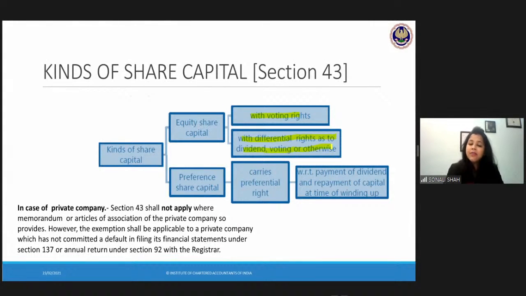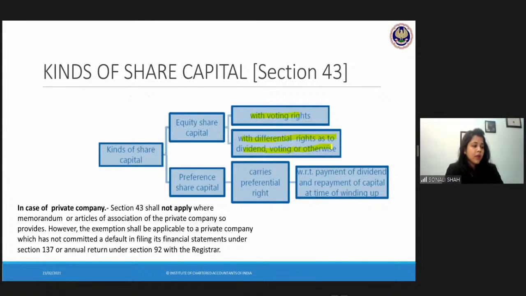And similarly, when we look at preference share capital, why is it called preference share capital? Because it carries the preference right. Preference right pertaining to the payment of dividend, and repayment of capital at the time of winding up. Okay.